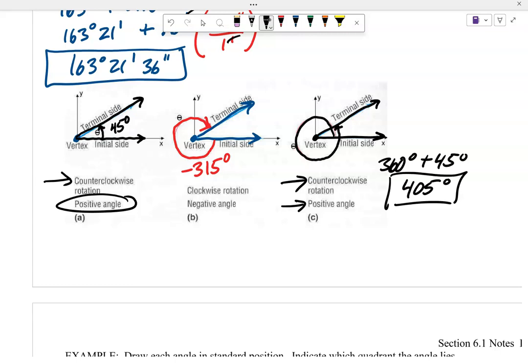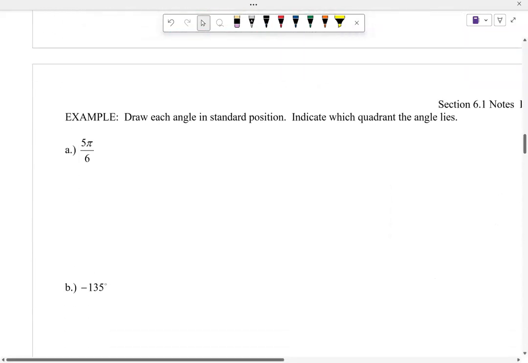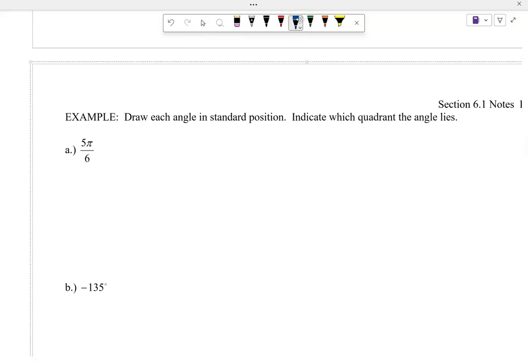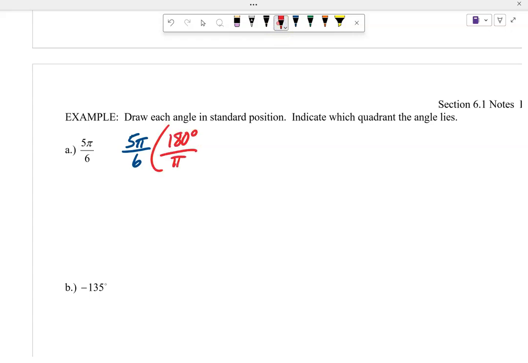Let's go ahead and draw some in standard position here, like 5 pi over 6. Maybe you're like me and you're looking at 5 pi over 6 and you're like, gosh, I don't know where 5 pi over 6 is because I'm not very good with radians. Well, if you're not very good with radians, let's convert it to degrees. There's 180 degrees for every pi radians. 180 divided by 6 gives me 30 degrees. 30 times 5, this is 150 degrees.